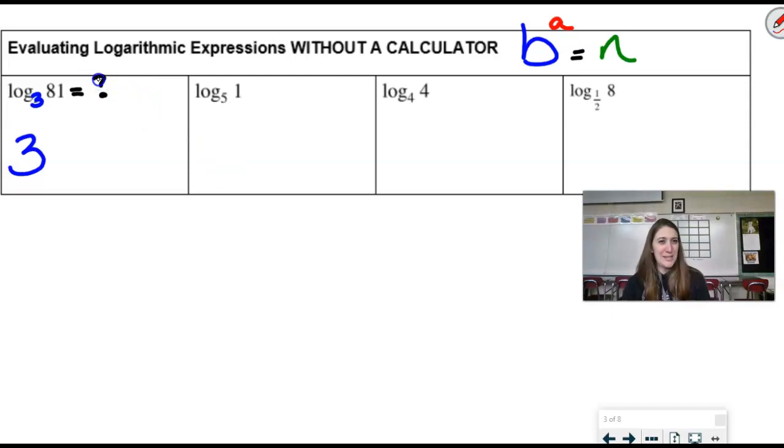And then this is kind of interesting. The answer to the logarithm is actually the question. Wow, that was deep, okay? So 3 to what power is going to equal the 81, the number that's in the logarithm?